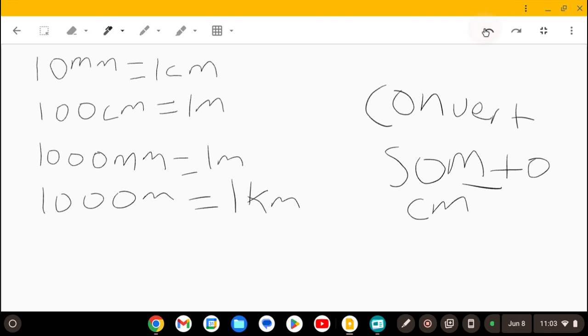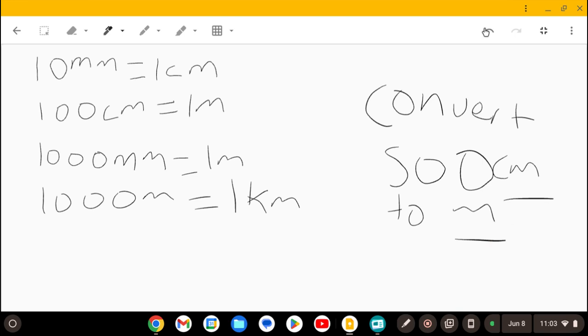Let's do our next one. So we're going to convert 500 centimeters to meters. In this case, we're going from centimeters to meters, a smaller unit to a larger unit, so we're going to divide. And we know that 100 centimeters make a meter, so we're going to divide by 100. So 500 divided by 100 would give us 5. So our answer would be 5 meters. So 500 centimeters to meters would be 5 meters.